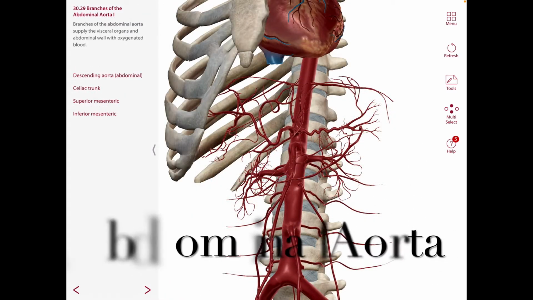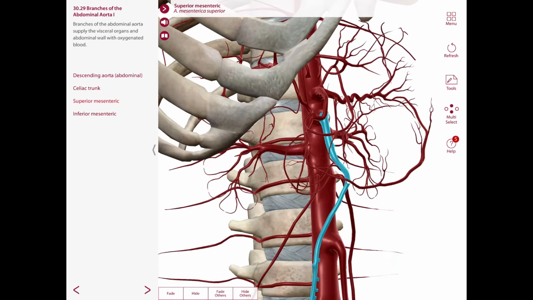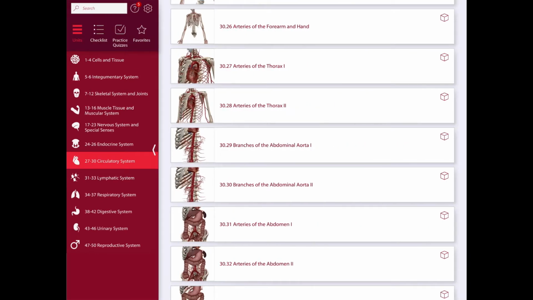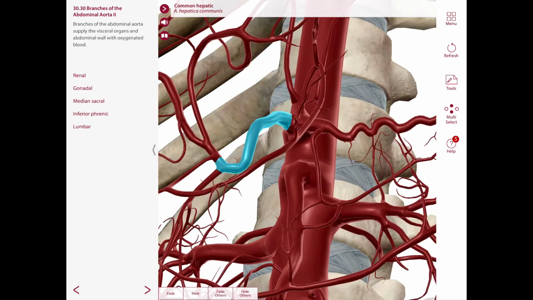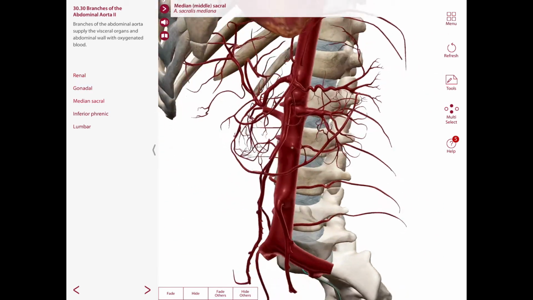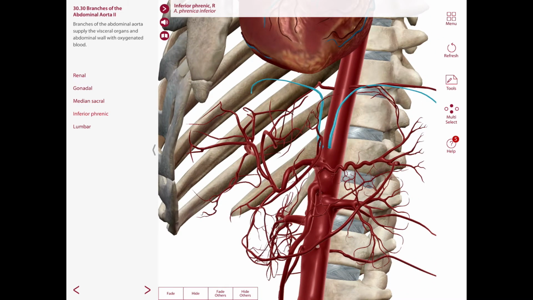In the branches coming from the abdominal aorta, we have the celiac trunk, the superior mesenteric, and the inferior mesenteric. Now, coming from that celiac trunk are the common hepatic, splenic, and the left gastric. And also other branches coming from the abdominal aorta are the renal arteries, the gonadal, median sacral artery, inferior phrenic arteries, and lumbar arteries.